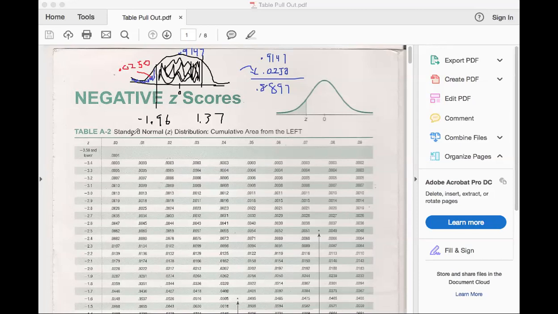TI 84, 83 calculators, you can put the numbers that you want in, and it'll actually do the subtraction piece for you. So it will do this piece, and the TI calculator will actually give you this answer.